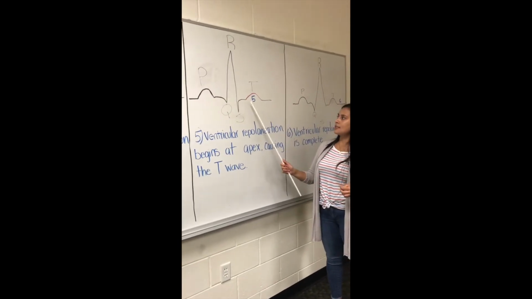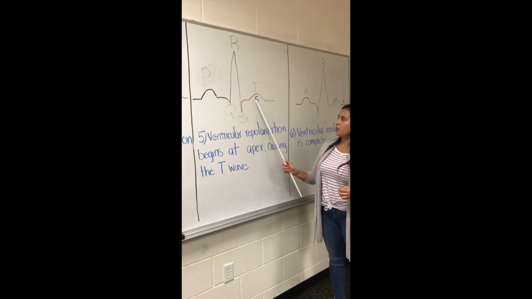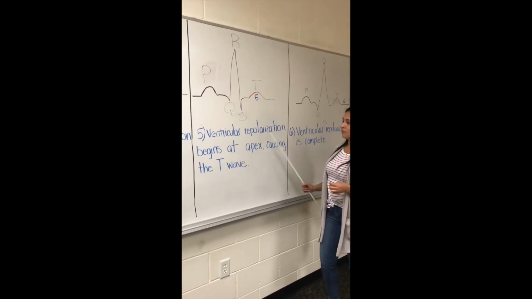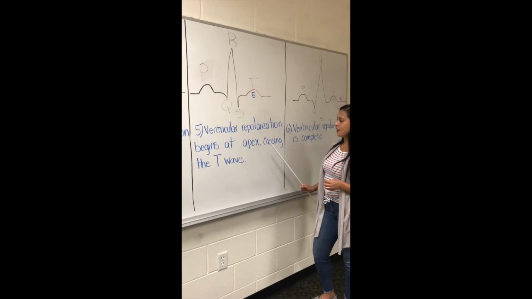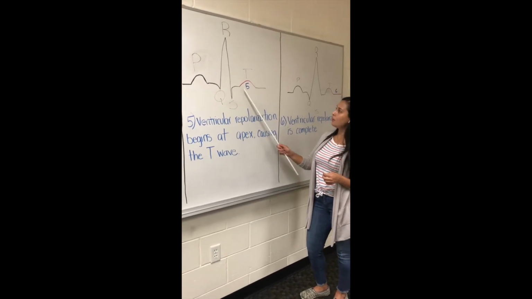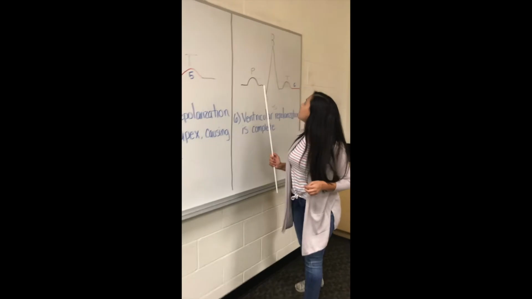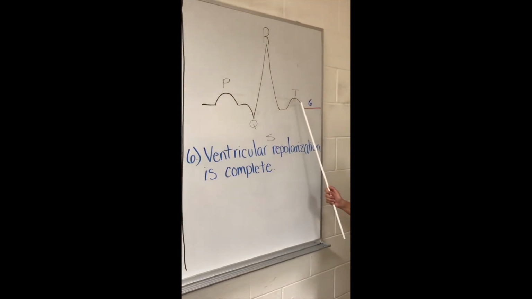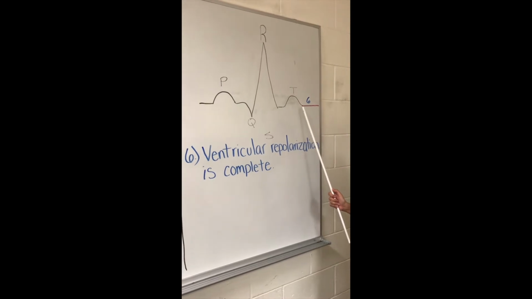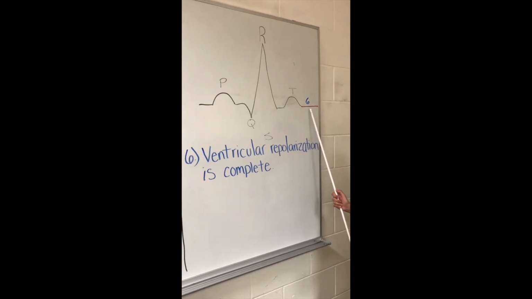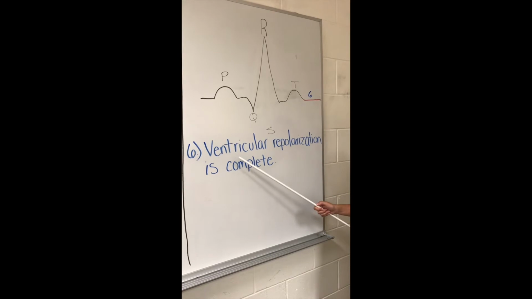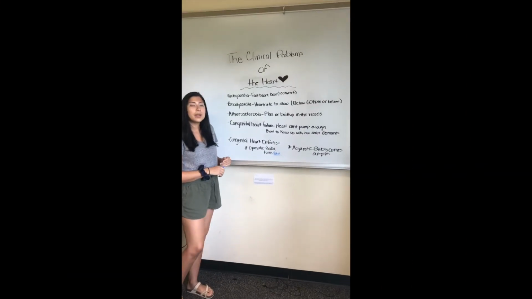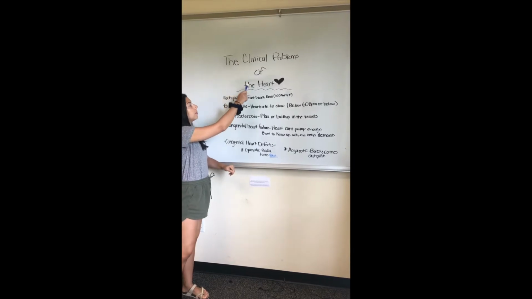Now, this is the T wave, right here with the red, number 5. The ventricle repolarization begins at the apex, causing the T wave, right here. Now, this is the post-T wave, which is after the T wave, number 6. Ventricle repolarization is complete.